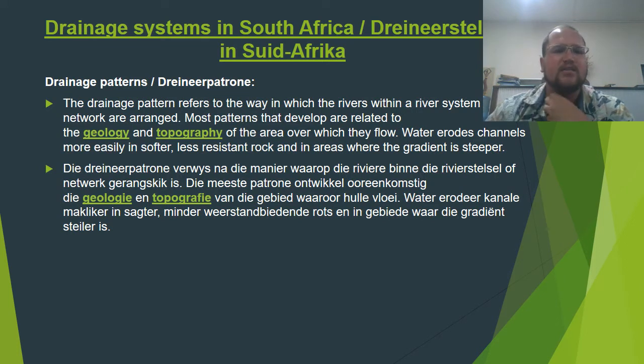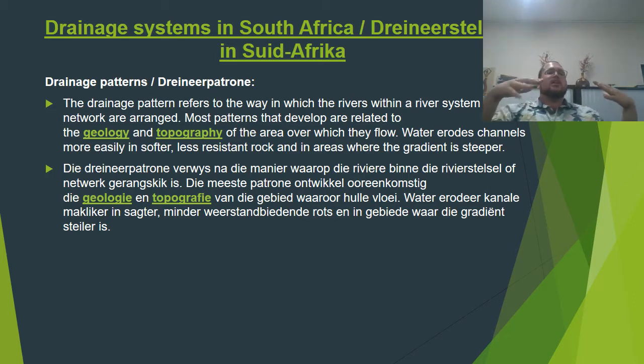Drainage pattern, again, falling back on the definition of a drainage pattern. The drainage pattern refers to the way in which the rivers within a river system or network are arranged. Most patterns that developed are related to the geology or the topography of the area. So what they're telling us is that the river streams that flow in an area, flow in that way because of the topography or the geology of the area.